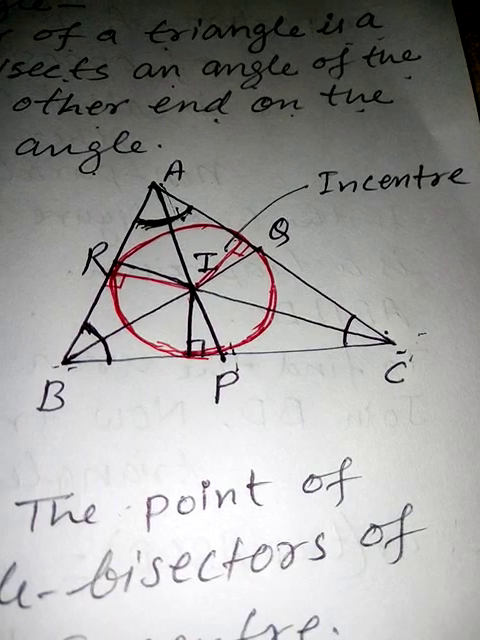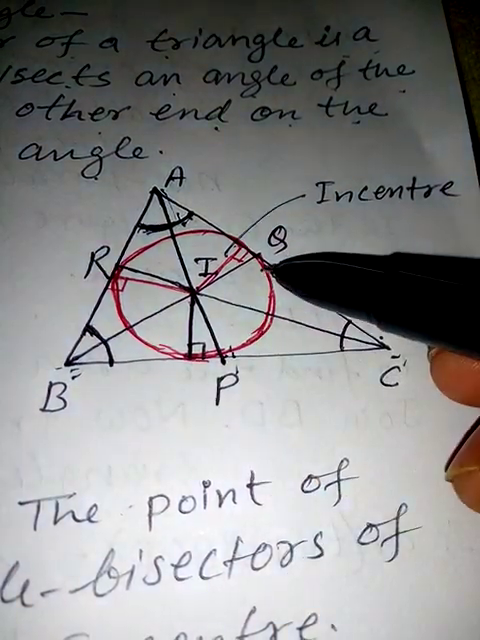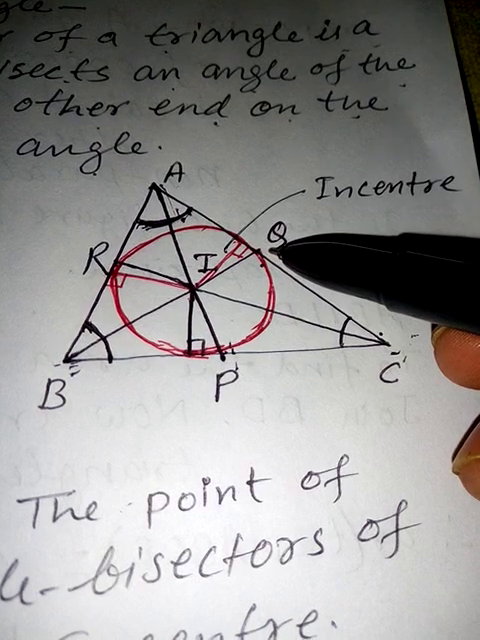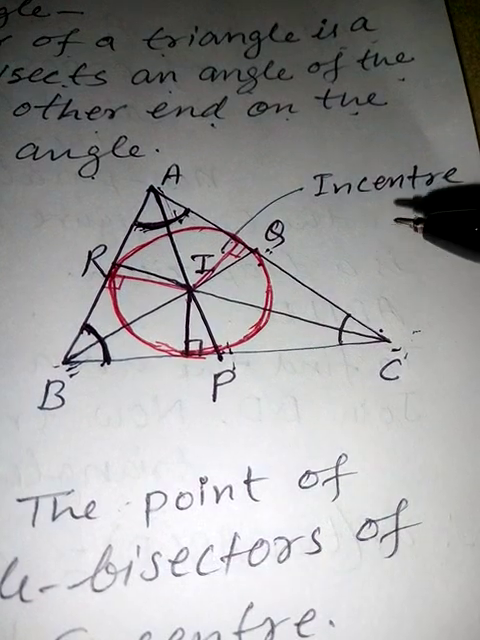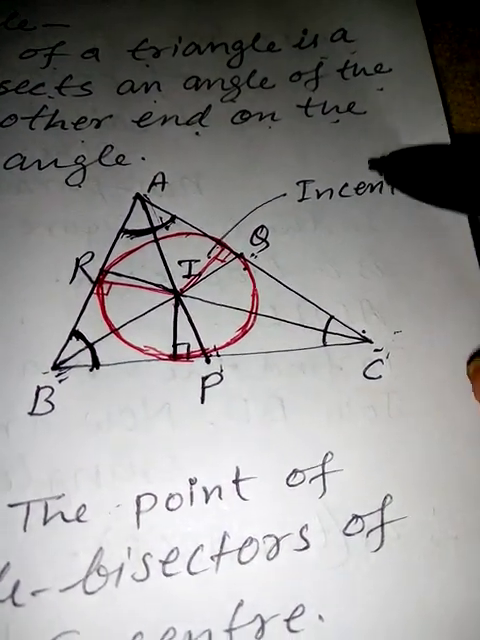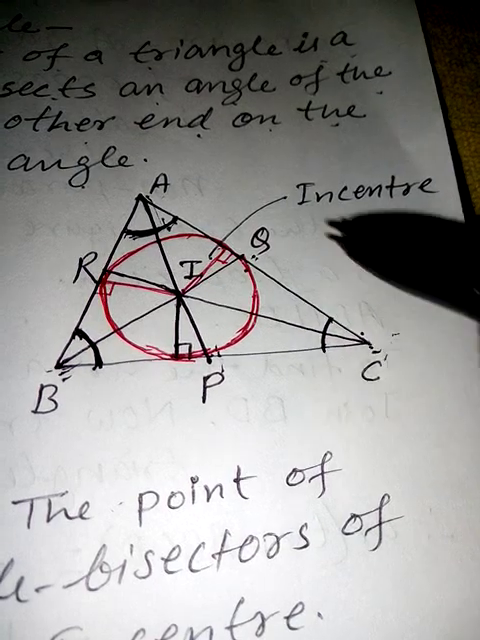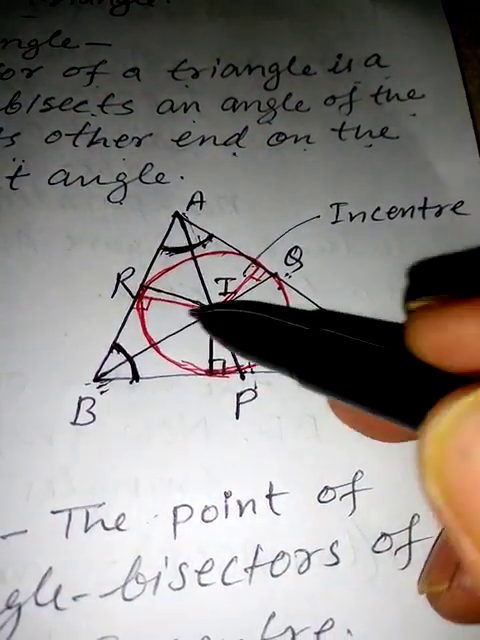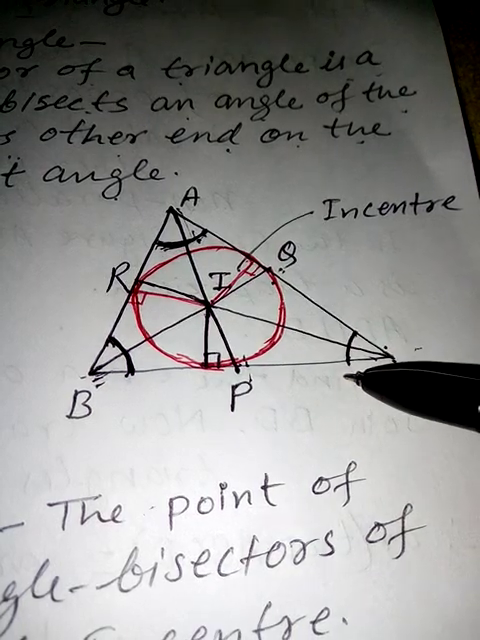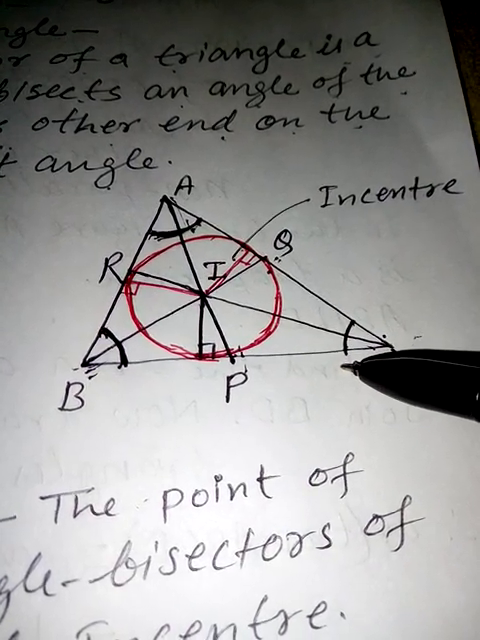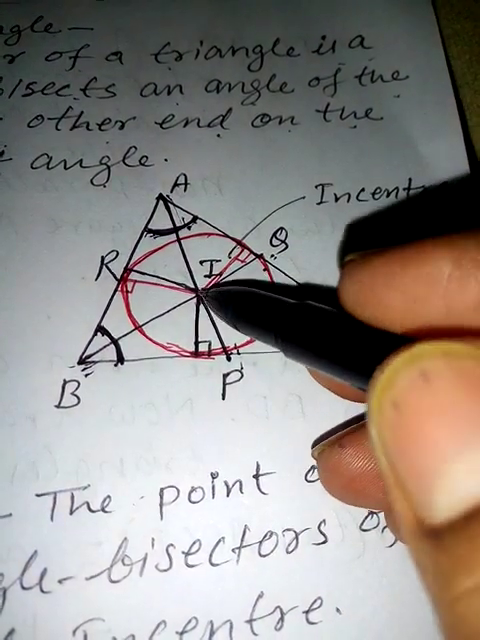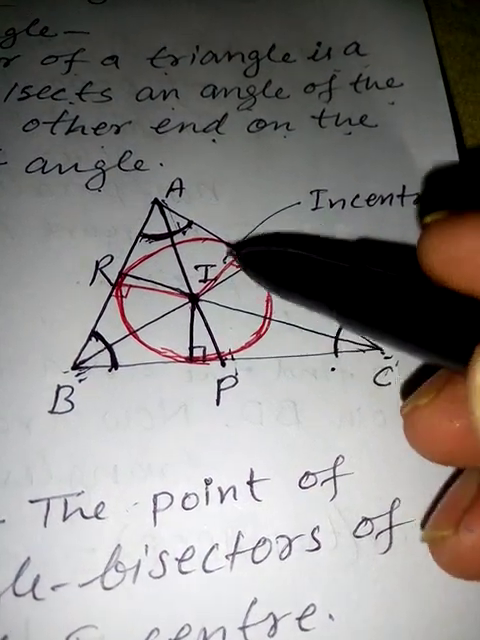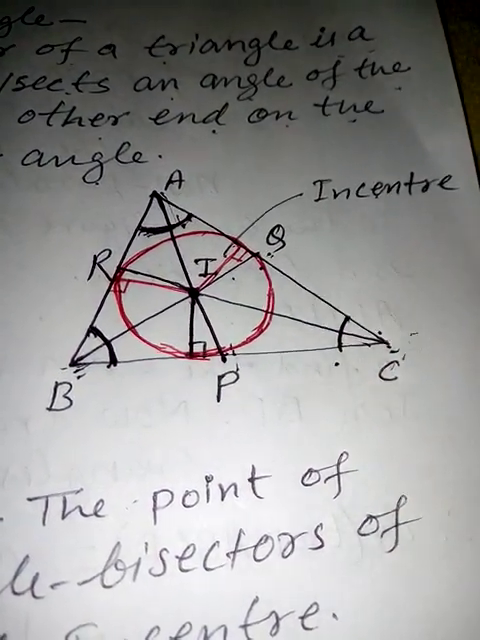Now again you can see BQ is the bisector of angle B, and similarly CR is the angle bisector of angle C. You can see all these angle bisectors meet at a point I, and this point I is called the incenter. You can see this in another triangle.